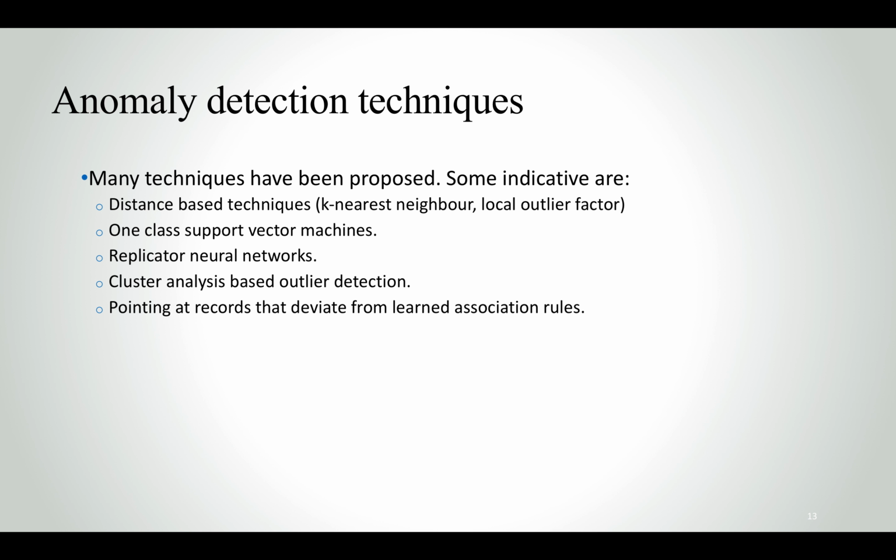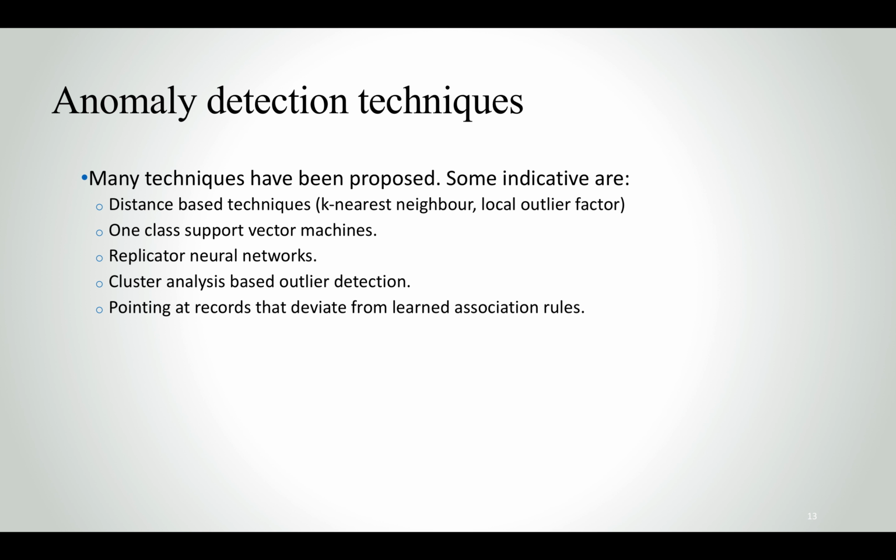There are many different techniques for anomaly detection, and some techniques that have been proposed are the ones we can see here in the bullet points. There are distance-based techniques that try to measure whether something is an outlier by comparing its distance to its neighbors or some center. There are also support vector machine extensions to outlier detection, and neural networks. You can do the same thing with cluster analysis, and also with association rules. So there are many different methods, as you can see.